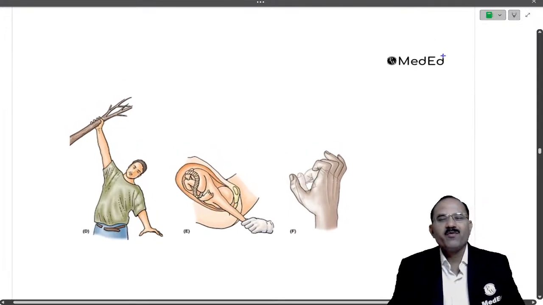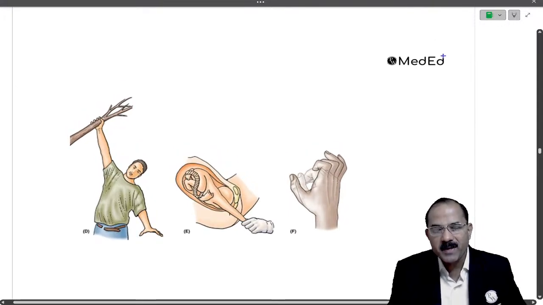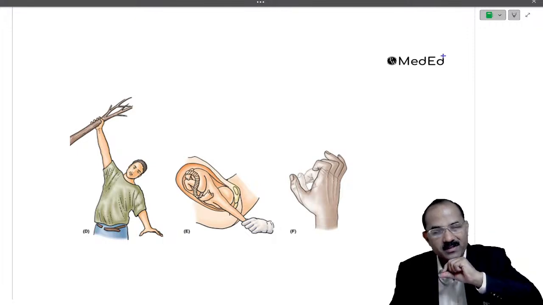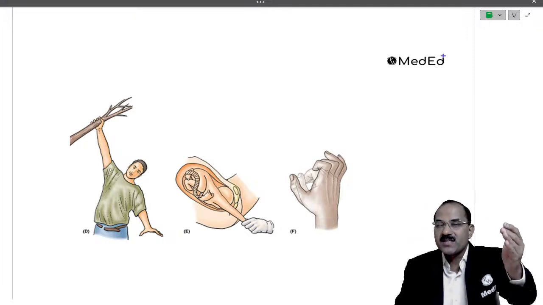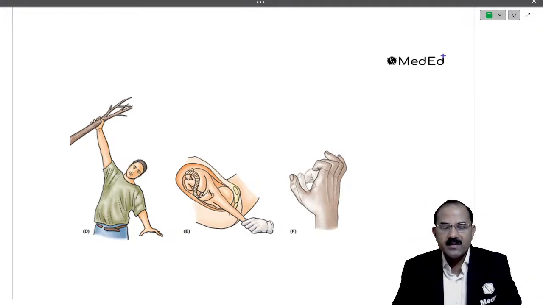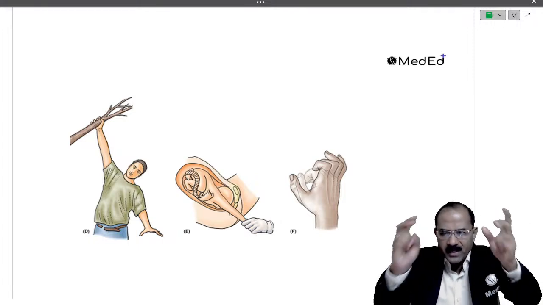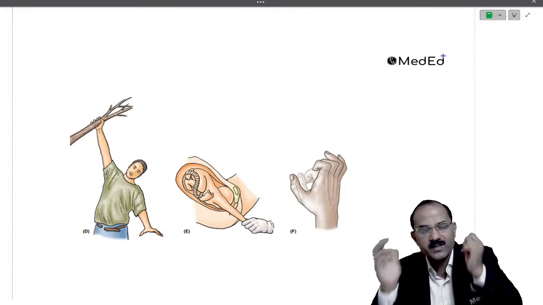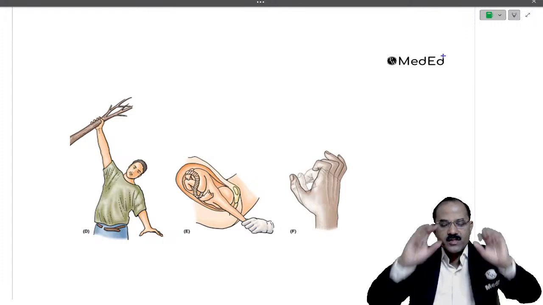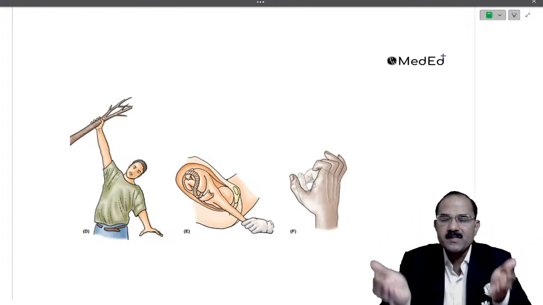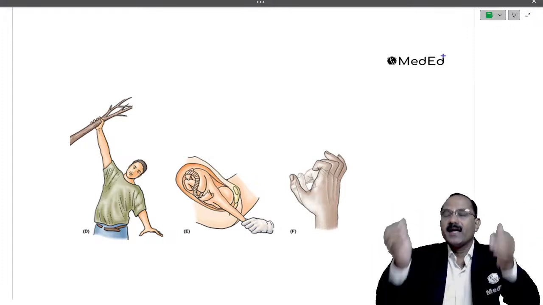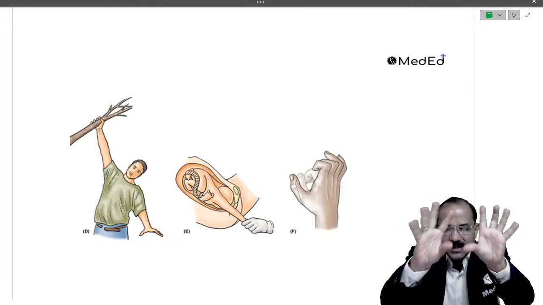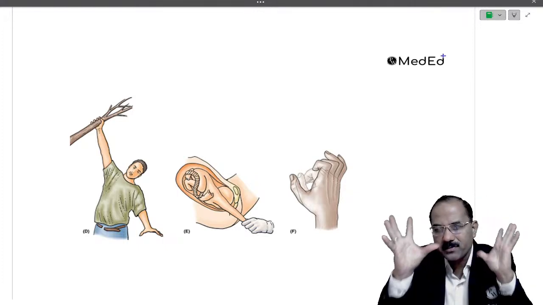Now tell me, what is this injury? That's Klumpke's paralysis. Injury to which trunk of the brachial plexus? Lower trunk of the brachial plexus, right? And which roots are involved? C8 and T1. And this C8 and T1 are mainly present in two nerves. One is the median nerve and the other one is the ulnar nerve. C8 and T1 are going to supply the intrinsic muscles of the hand, the small muscles of the hand.